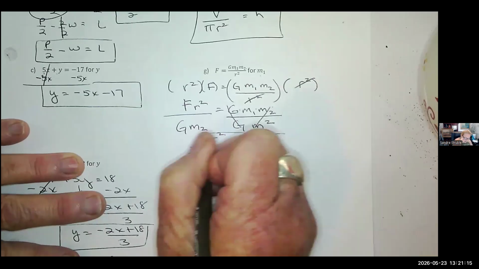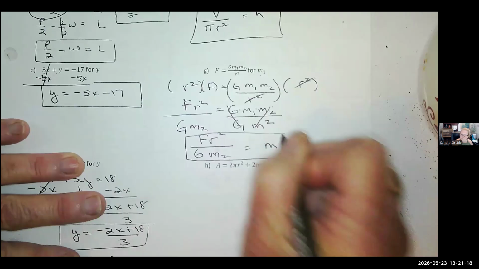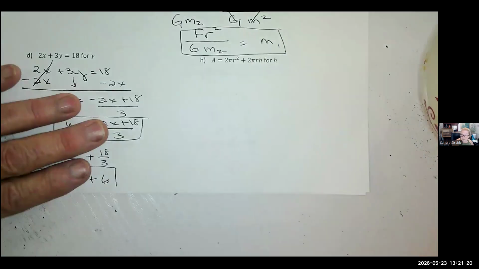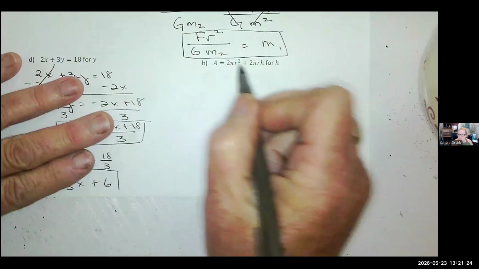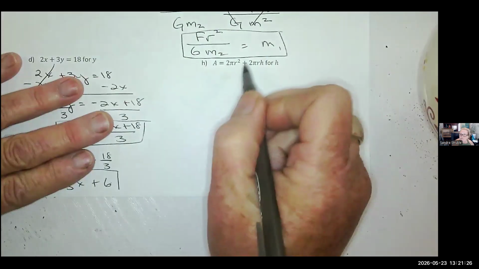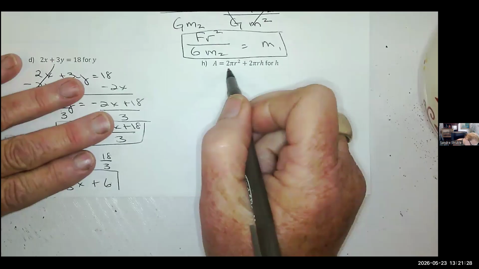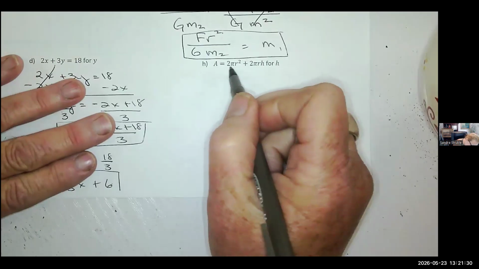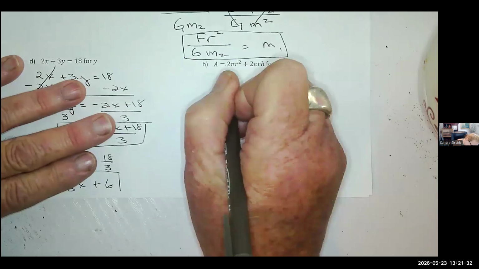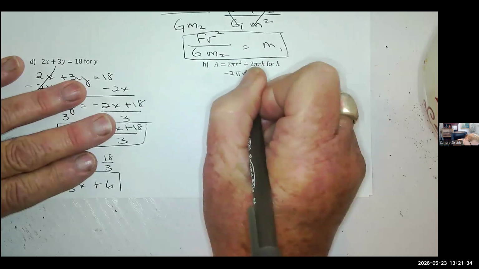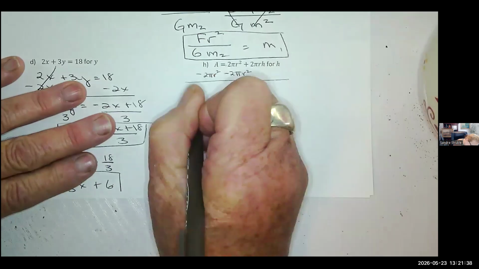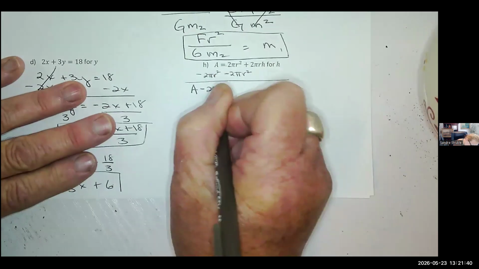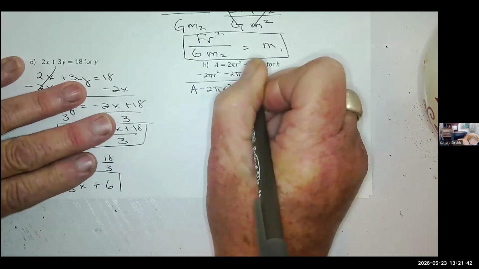All right, last one on this page. Solving for h. Lots happening here. First thing we need to do, there's no h in this, so it can just go away. It needs to be subtracted from both sides. It's positive, so I'm going to subtract 2 pi r squared from both sides of the equal sign. And we have a minus 2 pi r squared. And that leaves us with 2 pi r h.